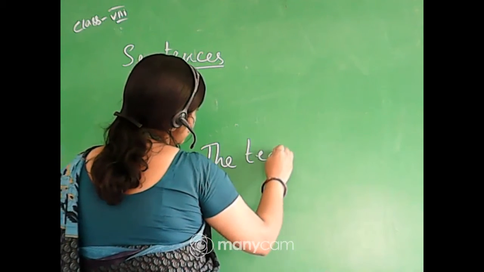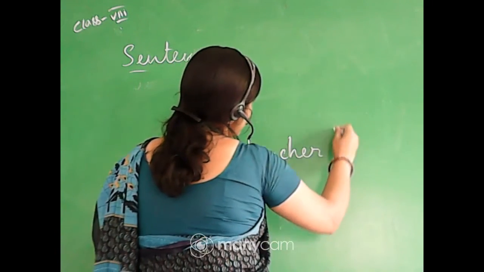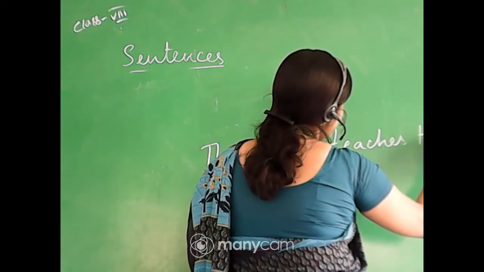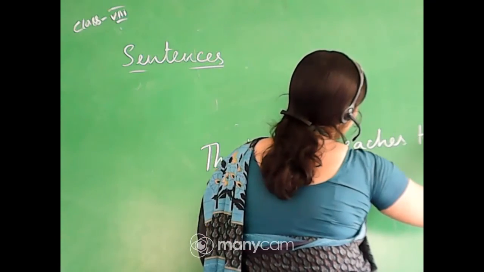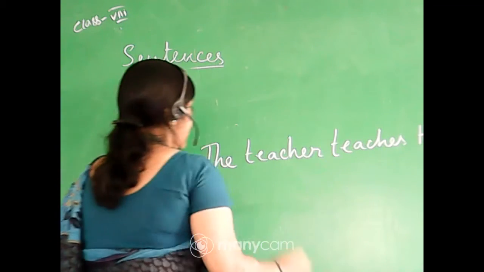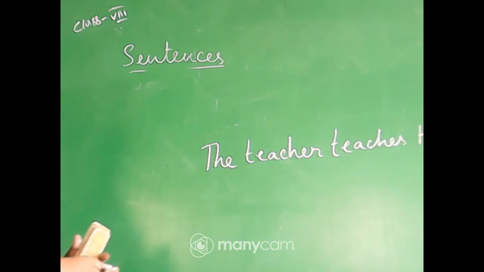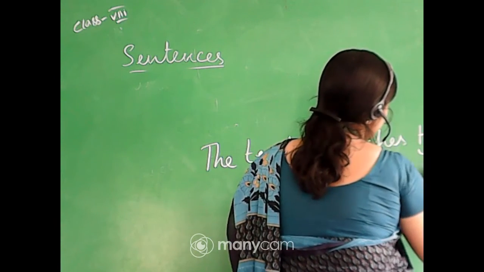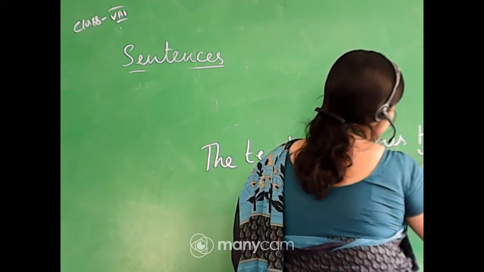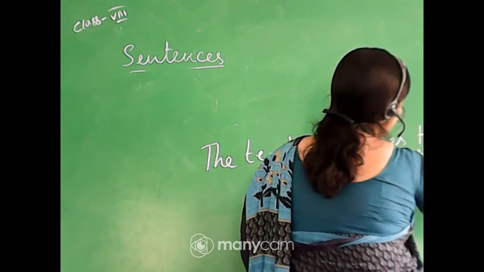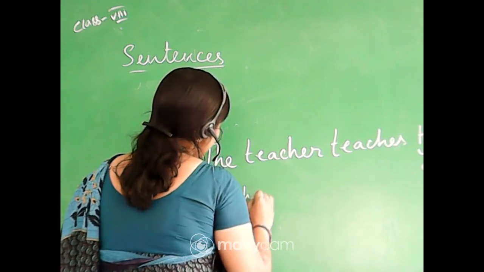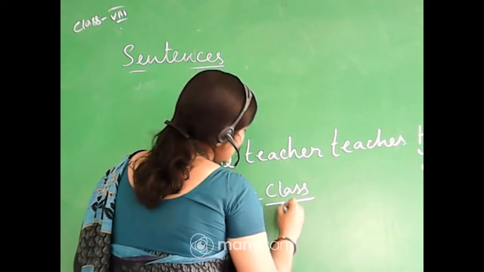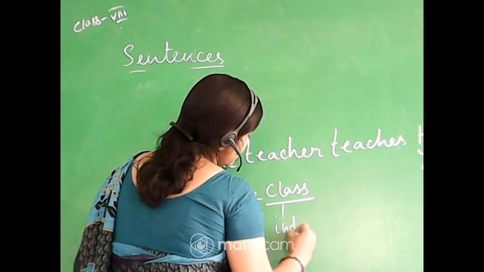The teacher teaches history here. History is the direct object. If I say history to the class, then this one becomes an indirect object.